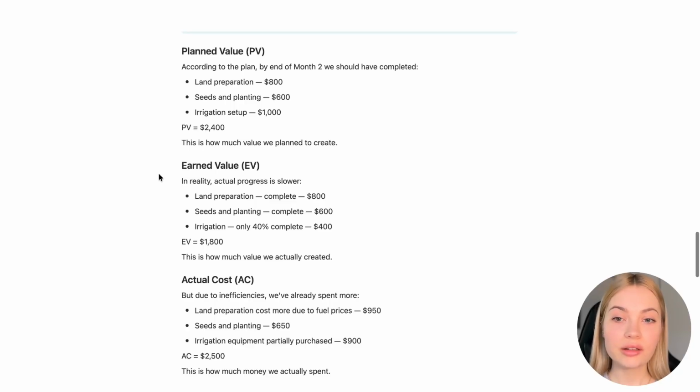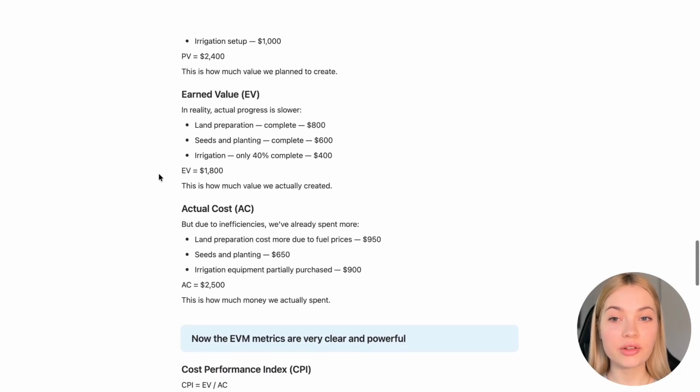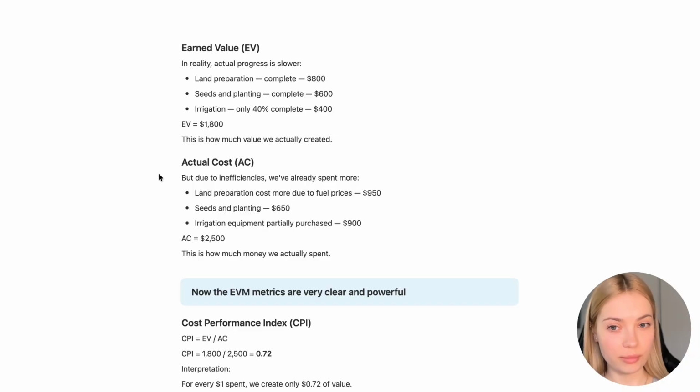So let's also calculate how much money we had to spend to earn this value. Due to inefficiency, we've already spent more. Land preparation cost more due to fuel prices, $950, seeds and planting cost us $650, and irrigation equipment partially purchased, $900. So the actual cost is $2,500. This is how much money we actually spent.